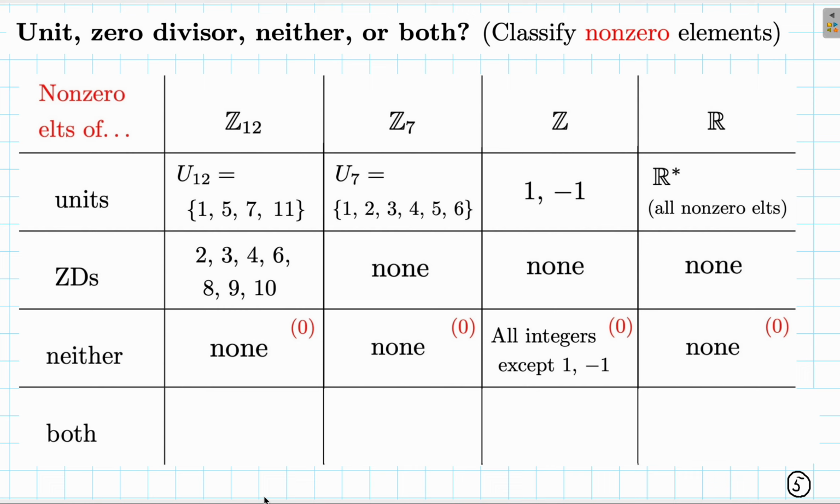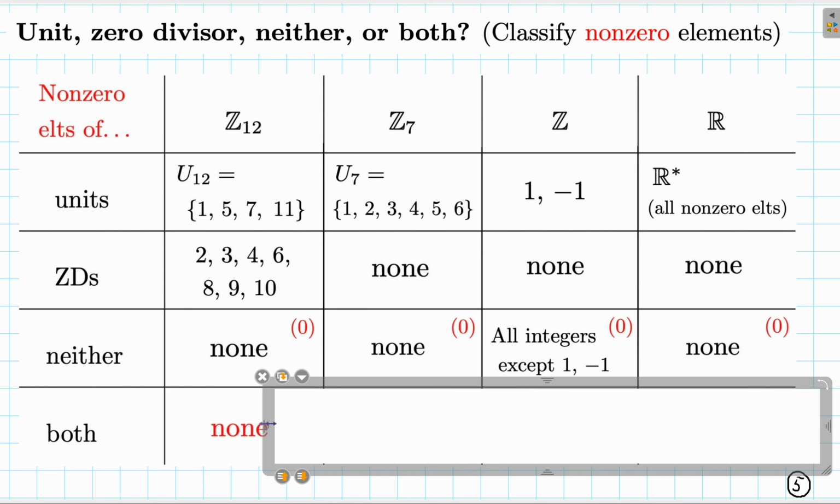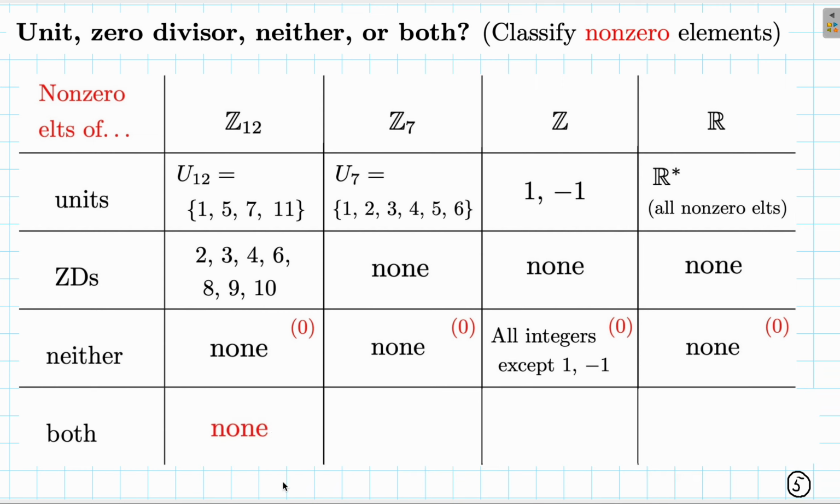Now, what about both? In Z12, for instance, is there any element that is both a unit and a zero divisor? Looking at these two boxes, we don't see any overlap, and therefore the answer is no. There is no element of Z12 that's both a unit and a zero divisor. And the same can be said about Z7, Z, and R. In fact, this is true for any ring. Given any ring, there is no element in that ring that's both a unit and a zero divisor. And that's the theorem that we will prove in the next slide.